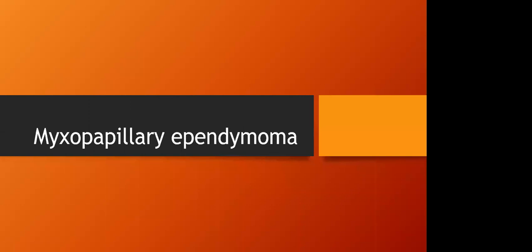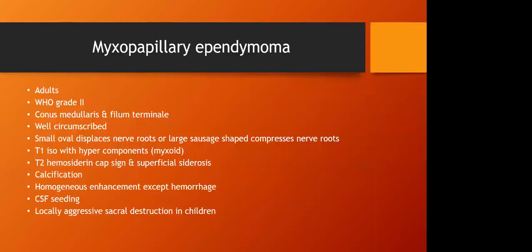There's a special type of ependymoma called the myxopapillary ependymoma. This is seen in adults. It's WHO grade 2, and the special location is within the conus medullaris or the filum terminale of the spinal cord. Also, it's well circumscribed. It could be small and oval in shape, displacing the nerve roots of the cauda equina region, or it could be large and sausage-shaped, compressing the nerve roots.